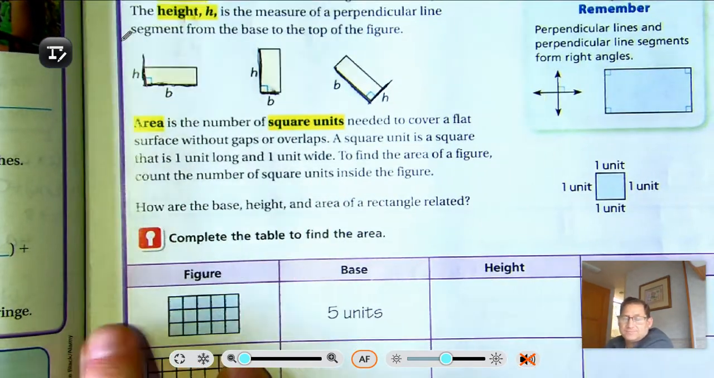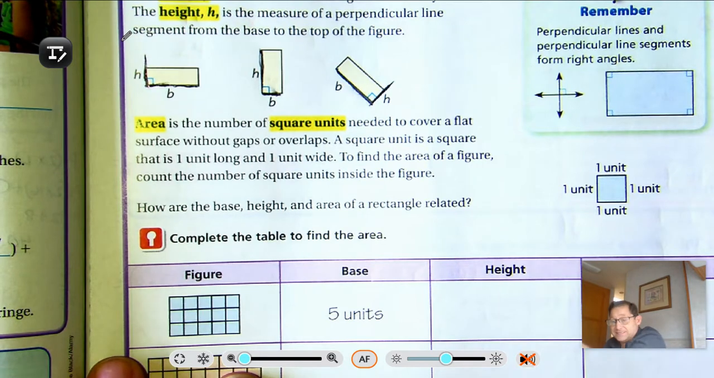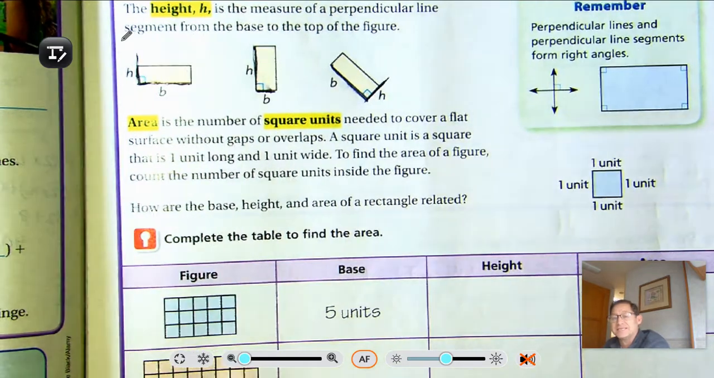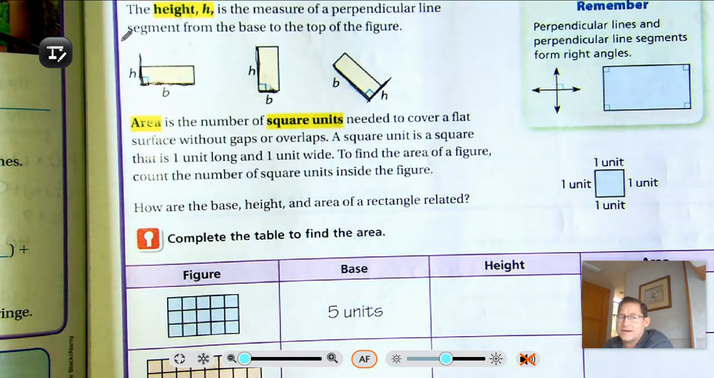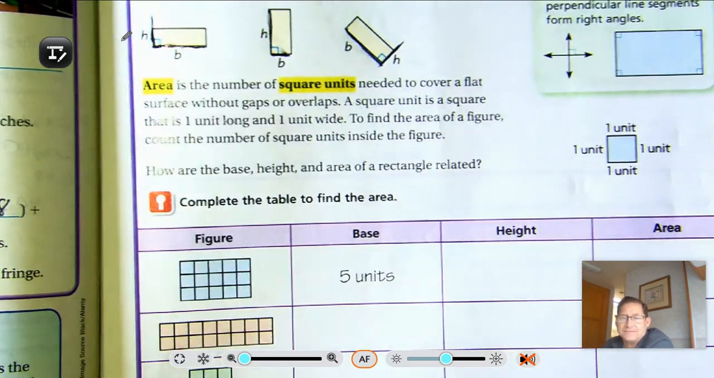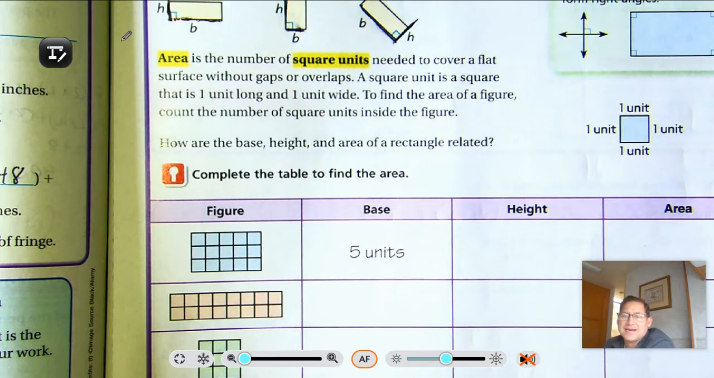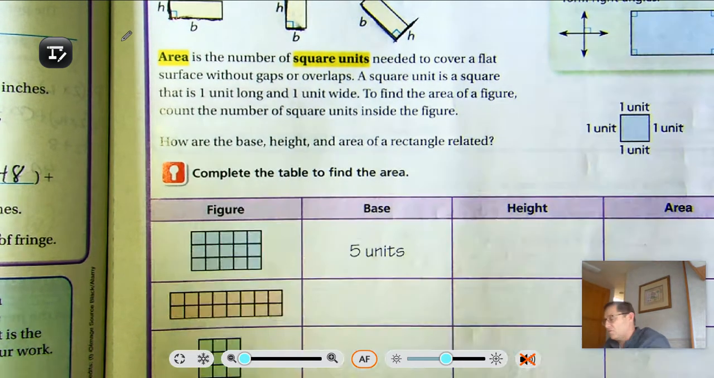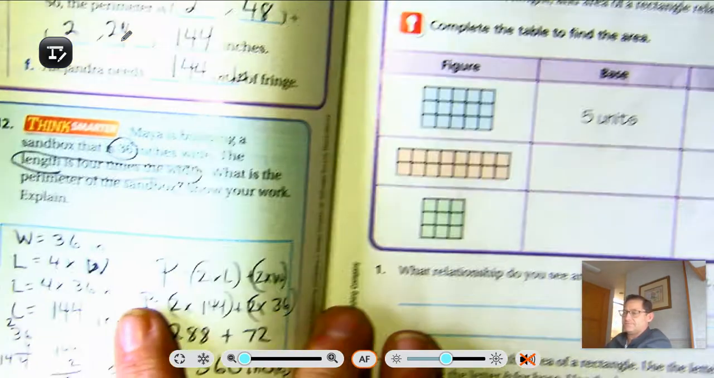So area is different than perimeter. Perimeter was just the distance around the outside of a figure. Area is the number of square units needed to cover a flat surface without gaps or overlaps. A square unit is a square that is 1 unit long and 1 unit wide. To find the area of a figure, count the number of square units inside the figure. And we're going to practice that today. It wants to know, how are the base, height, and area of a rectangle related? Well, let's complete this table and see if we can notice a pattern.